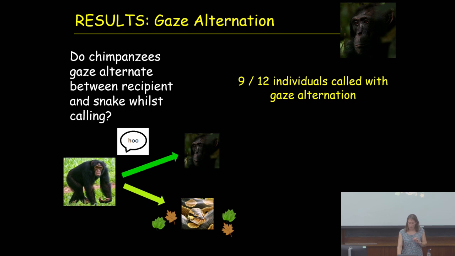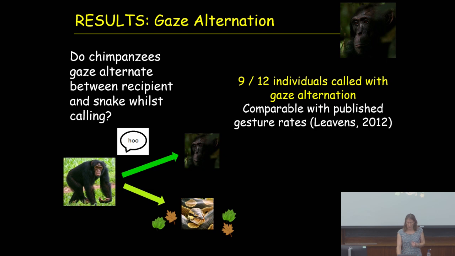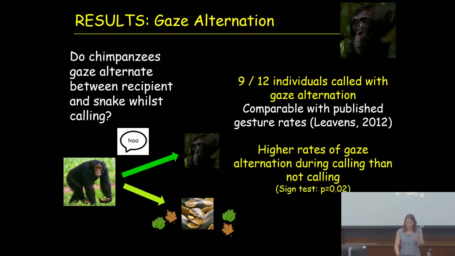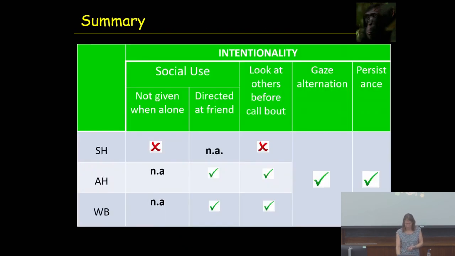And what we found is that 9 out of 12 of our focal individuals produced calling with gaze alternation, which is interesting. So that's comparable to the published gesture rates, which is a nice cross-modal comparison. And critically, they showed higher rates of gaze alternation when they were calling than when they weren't calling, which again indicates that this is part of a communicative strategy and that they are directing these calls at specific individuals.